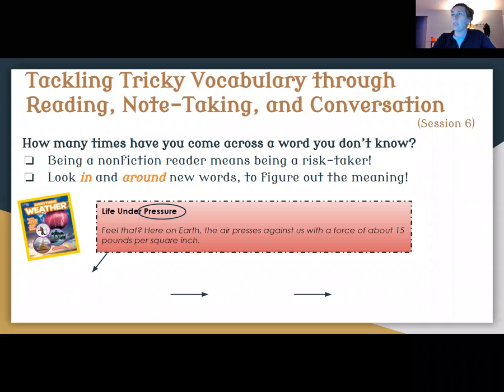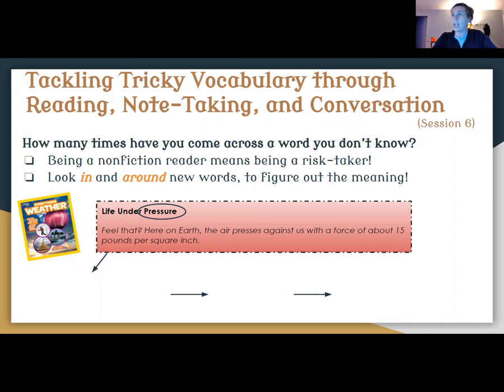Okay, so I'm going to look at this page right here, and I see that in this book, they were talking about pressure. We're looking at these unknown words that we don't know. And here's the phrase, life under pressure. Well, pressure, what does that mean? So in the book, it says, feel that here on Earth, the air presses against us with the force of about 15 pounds per square inch.